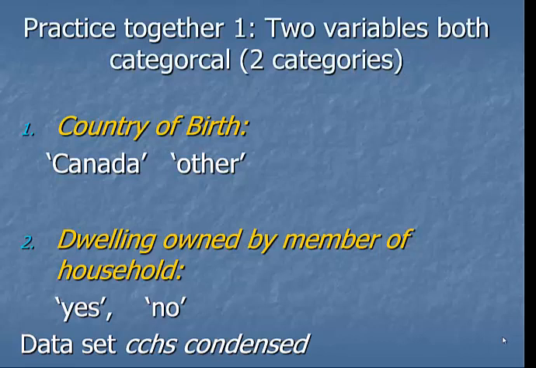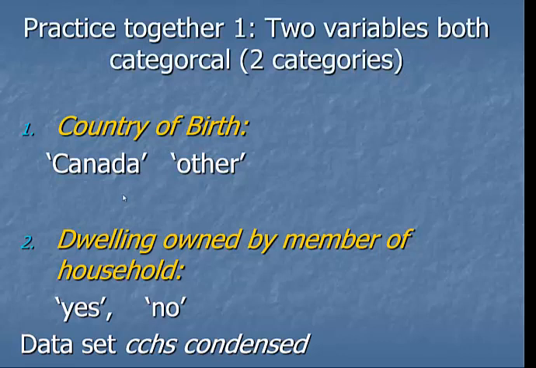This will be a short demonstration of SPSS skills you need to work with two categorical variables where both have two categories. So we're going to start off with, in the lesson in class, we looked at two variables in the CCHS condensed data set. One is country of birth, Canada or other, and the other was dwelling owned by member of household.